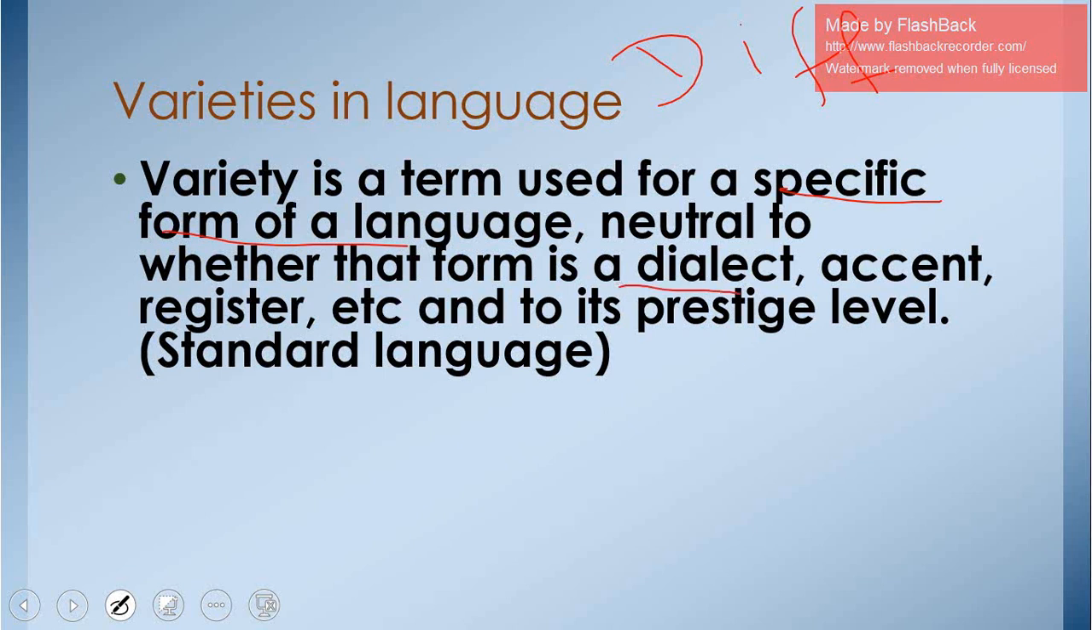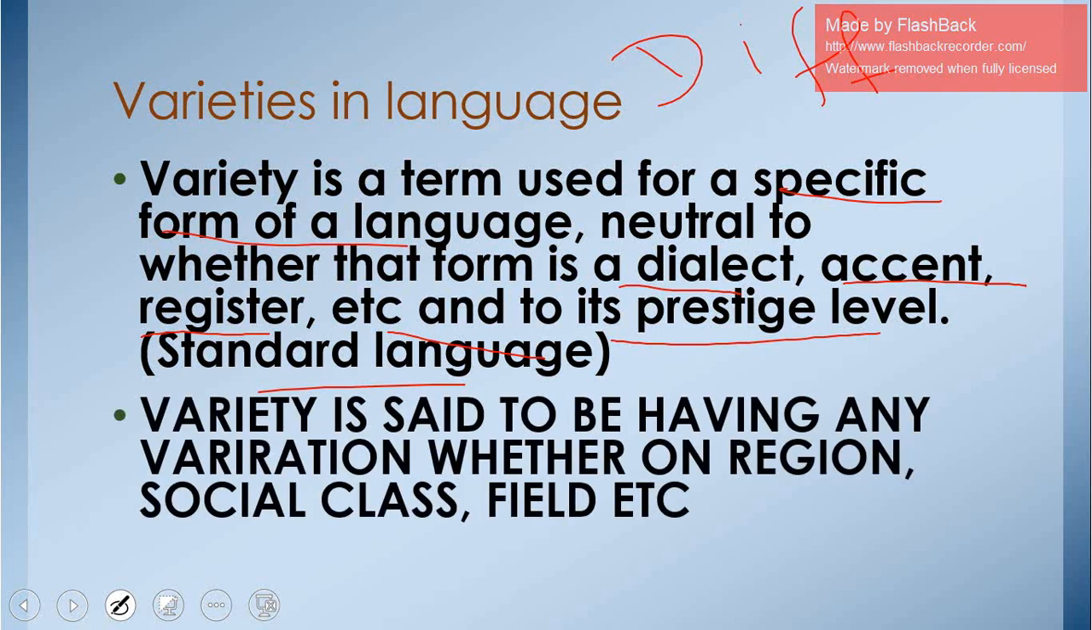Neutral to that form is dialect. It could be the dialect, the accent, the register, etc., and at the prestige level, standard language. Even standard language itself is also a form of the variety. Different dialects spoken by different people, from the labor class to the upper class, these are the varieties. And accents, the way we speak, are also varieties. So variety is the bigger term from which all of the other terms came into being.